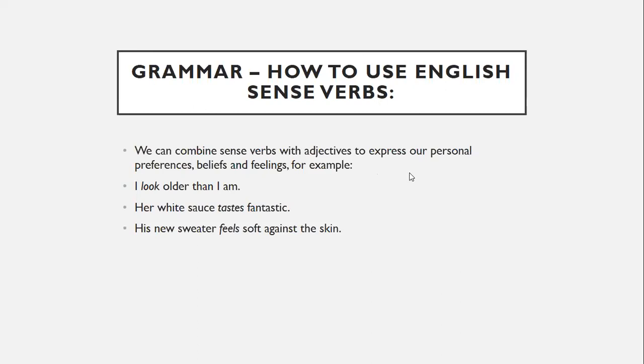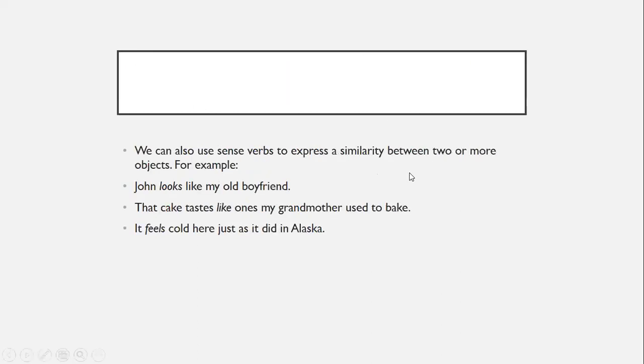Then we have the second use: we can also use them to express similarity between two or more objects. And this is something that the exercise from the book was focusing on, most likely a similarity between two objects. The examples for this particular use are also three. You have: John looks like my old boyfriend. That cake tastes like one my grandma used to bake. And it feels cold here just as it did in Alaska. In the three sentences, there's a comparison being done, right?